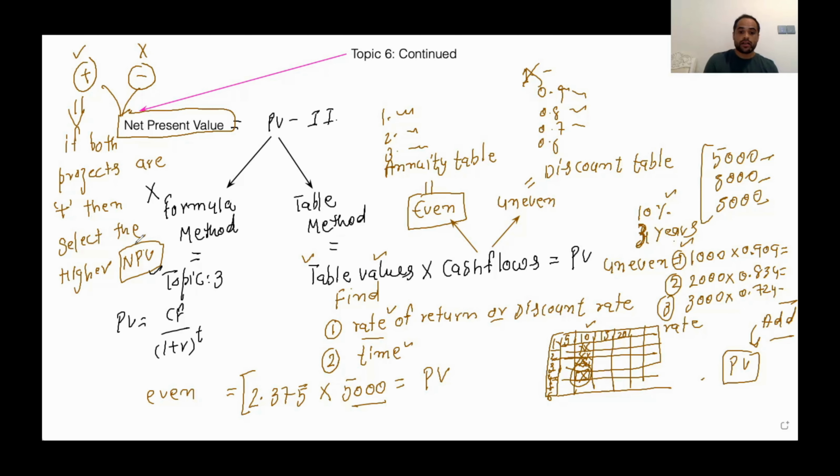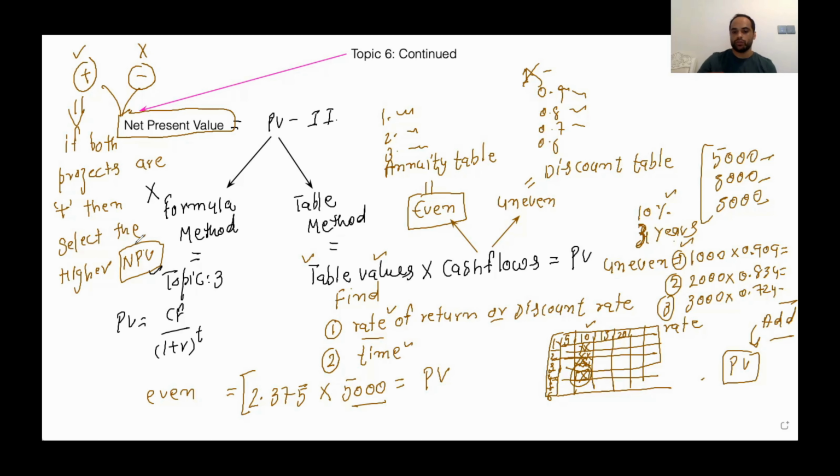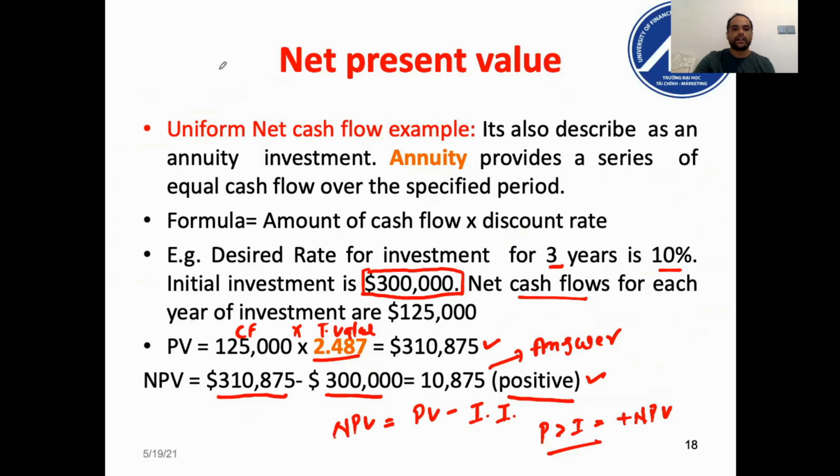So this is the way to calculate net present value using table methods, NUT table. All right. Now let's have a look at the uneven cash flows. If your cash flows are uneven, then obviously we're going to look at the discount table. So how we going to apply discount table to find the values, and then later on we multiply by cash flows to find the present value. So let's go back to the same slide.